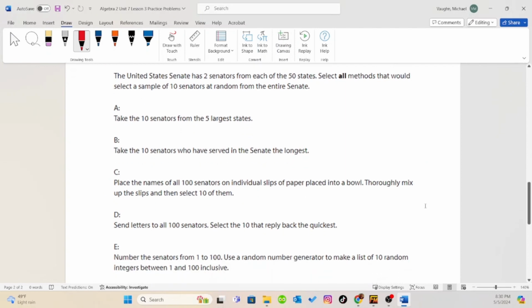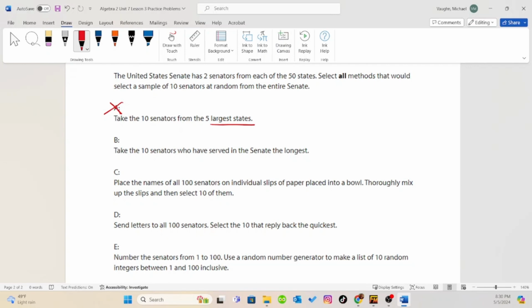In our last practice problem for Lesson 3, the United States Senate has 2 senators from each of the 50 states. Select all methods that would select a sample of 10 senators at random from the entire Senate. Choice A. Take the 10 senators from the 5 largest states. This is not random. This is giving preferential treatment to the larger states. So A is wrong.